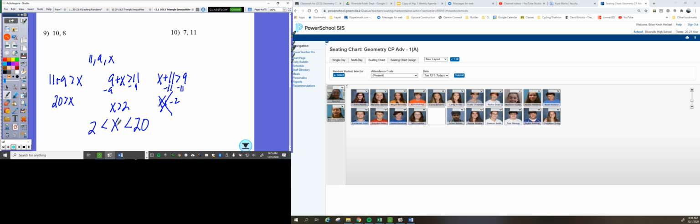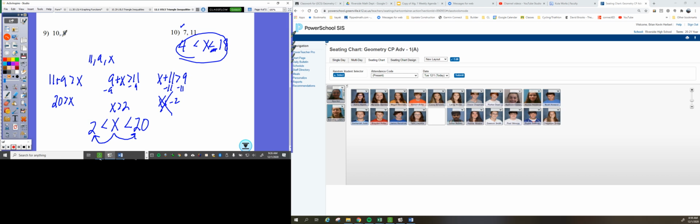This is a compound inequality from algebra last year. This says two things. This says x is less than 20, and this says x is greater than 2. That's how your answer is supposed to be given to you. Okay? Now, the easy way to do this, look at number 10. Number 10, put your x, set your inequalities, and say, what's 7 plus 11? Well, that's 18. 11 minus 7? 4. That's your answer. Okay? That's the easy way.